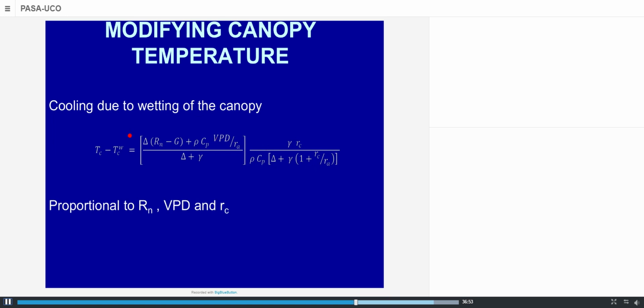I'm not going to stop here to derive this equation. If you are interested, you can read it in the book. But the idea is that the cooling due to wetting of the canopy is proportional to net radiation, to vapor pressure deficit, and to canopy resistance. Remember that canopy resistance is the average stomatal resistance. So this method for cooling down a crop canopy will not work if the vapor pressure deficit is low, for instance, in very humid areas.